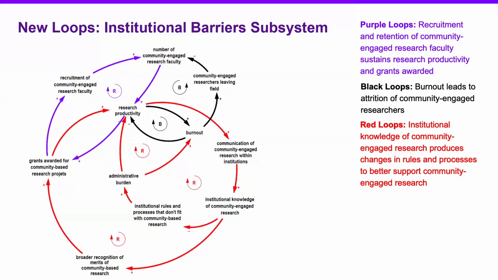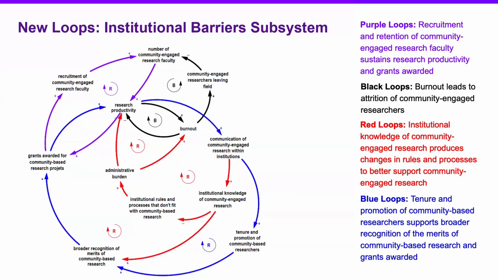However, one of the potential means of tackling burnout is through an institutional culture shift, right? Which is shown in the red loops here. So as the institution increases their knowledge of community engaged research, it potentially then creates a shift in the rules and processes that allow us to conduct community engaged research successfully. And then it reduces administrative burdens, which then makes the entire process of community engaged research better.